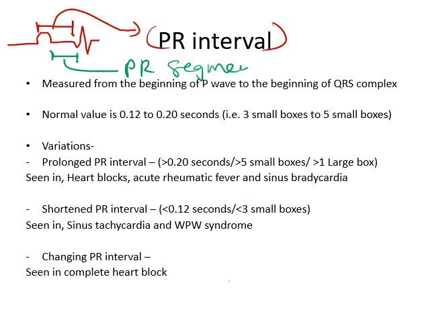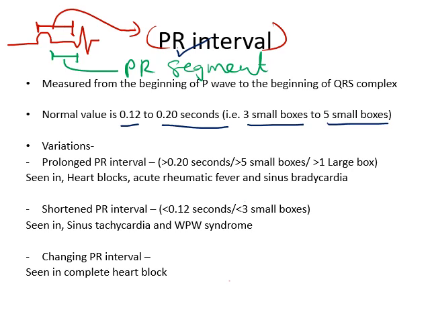Now, I want you guys to remember that PR interval is clinically more commonly used term than PR segment. So it is quite important to spend some time on PR intervals. So normal value of PR interval is 0.12 to 0.20 seconds. That is 3 small boxes to 5 small boxes.